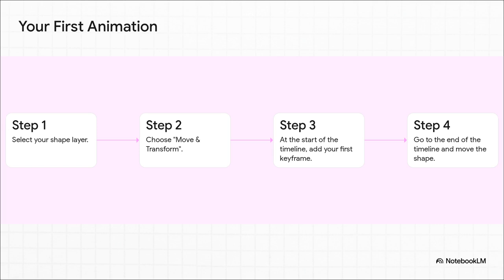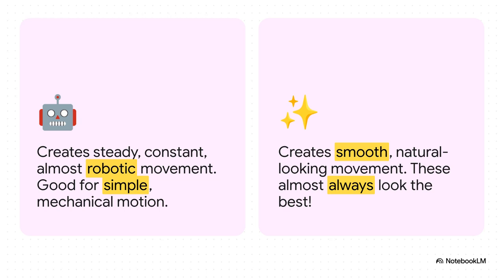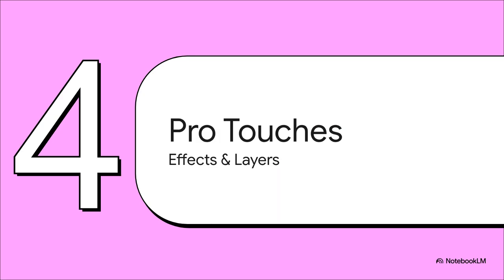See? You're an animator. Now here's a pro tip that's going to instantly make your animations look 10 times better. By default, the movement is linear, which means it's a constant, steady speed. It kind of looks robotic. The secret is to use something called easing. This tells the animation to speed up and slow down, naturally, like things do in the real world. Trust me, it's the key to making things feel polished and organic instead of mechanical. You've already mastered the absolute core of animation. How cool is that?